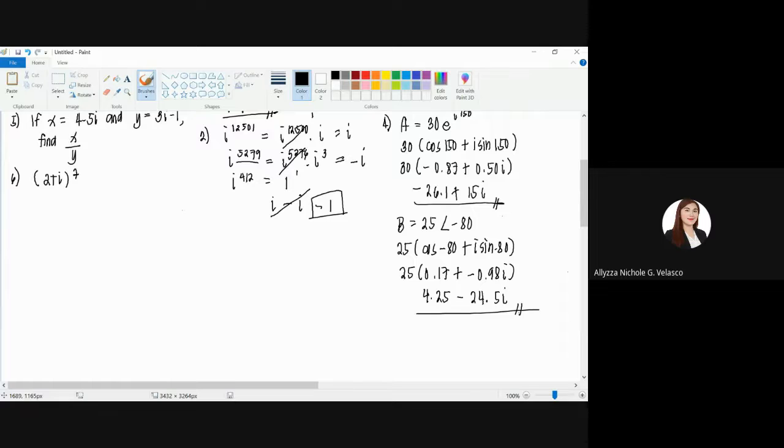Since yung C naman natin naka-rectangular na, so we can now simplify yung ating A plus B plus C. Okay? So, kuhanin natin, okay?